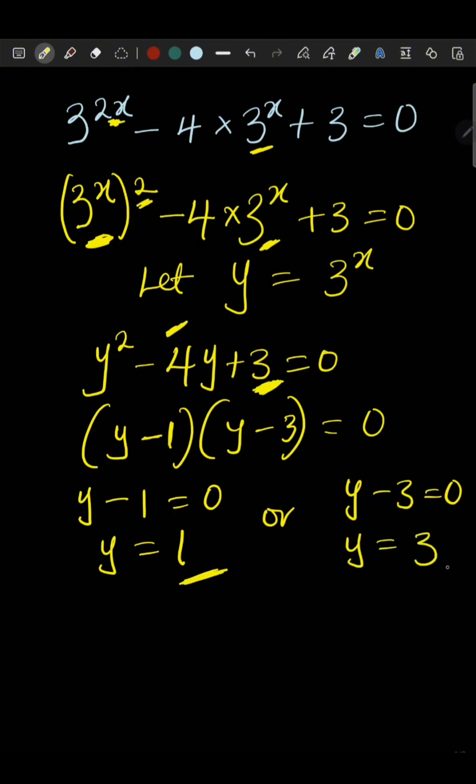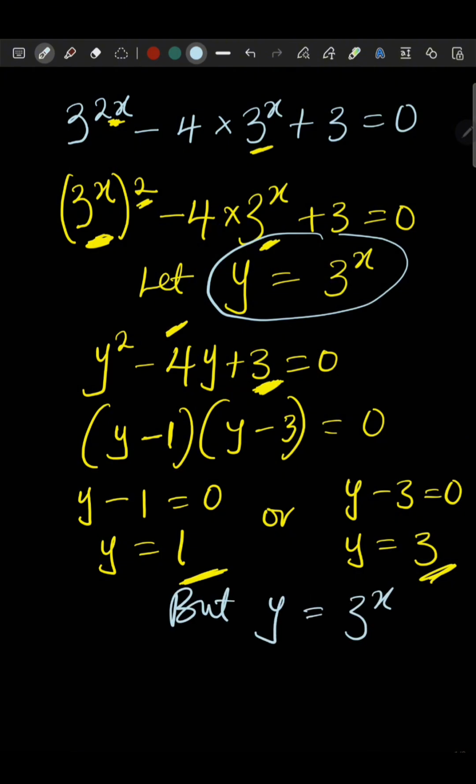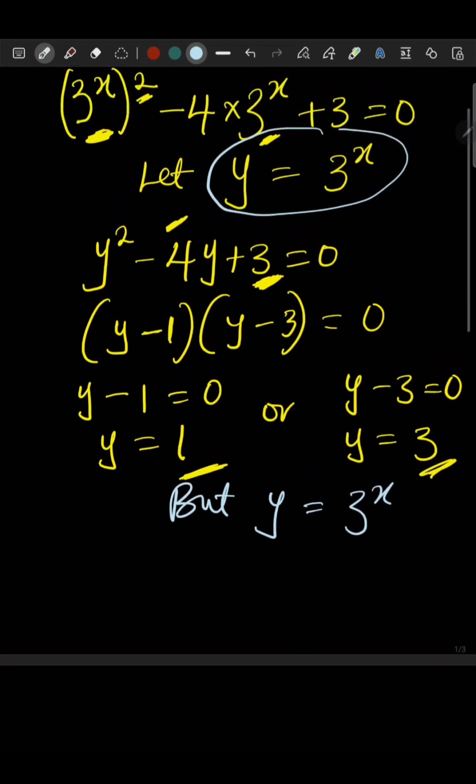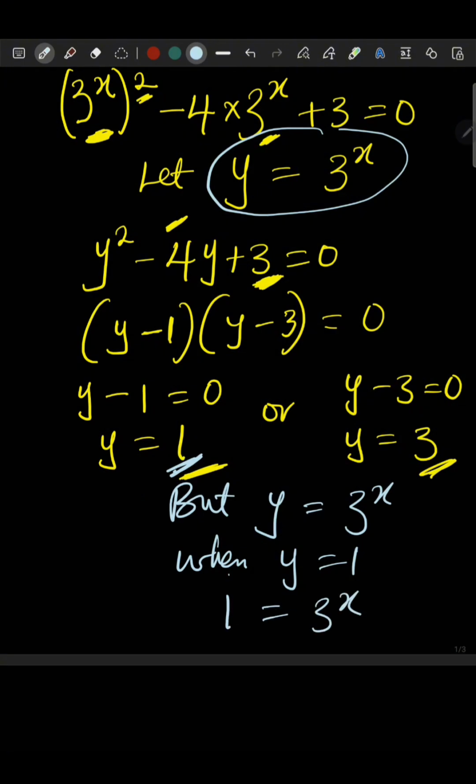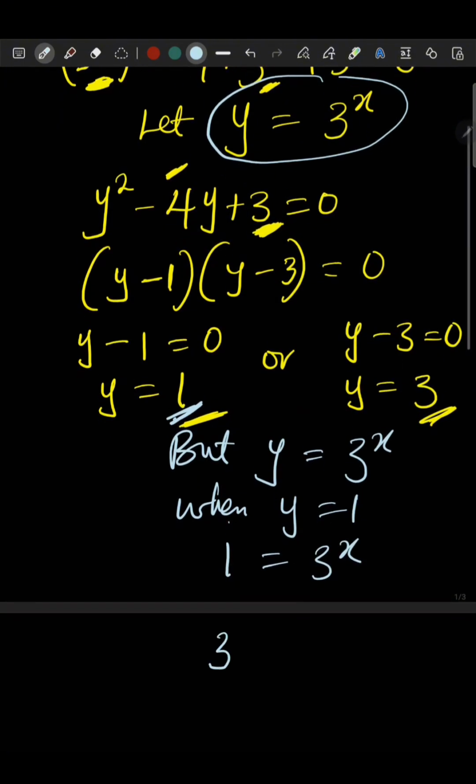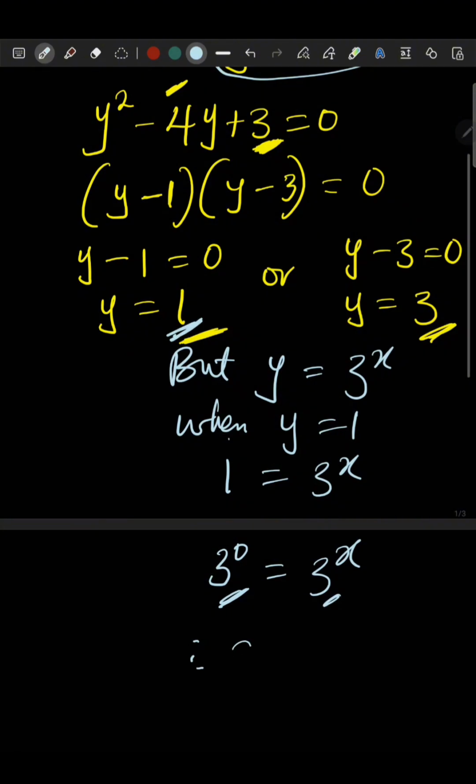We've gotten y as 1 and y as 3, but we are not looking for the values of y, we are looking for the values of x, right? So remember that y is equal to 3 to the power of x. Then when y is equal to 1, we have 1 is 3 to the power of x. Do you know I can write this 1 as 3 to the power 0, because anything to the power 0 is 1. So 3 to the power 0 equals 3 to the power of x. Since the bases are the same, the powers should be the same. So x is equal to 0.